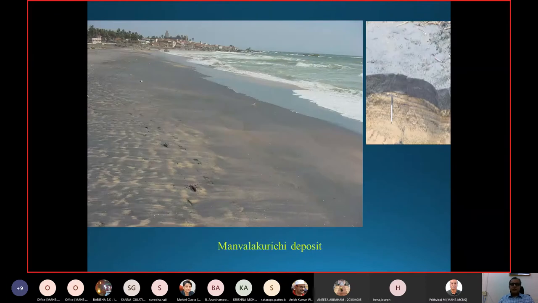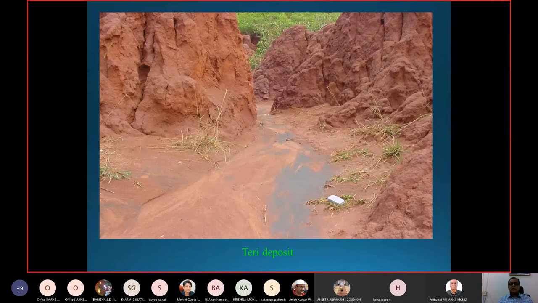And this is what I just said about Manavala Kurchi, which is 50 kilometers north of Kanyakumari. You see the concentration of placer minerals here, and one significant deposit in this area is monazite. Even up to 1% occurs in this deposit, Manavala Kurchi. It has a good amount of monazite.